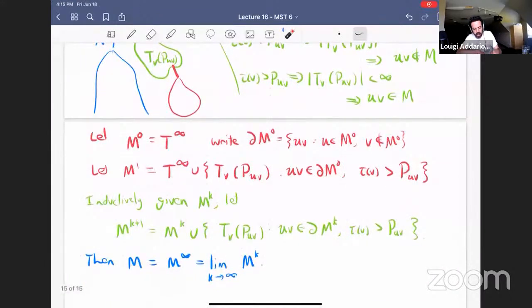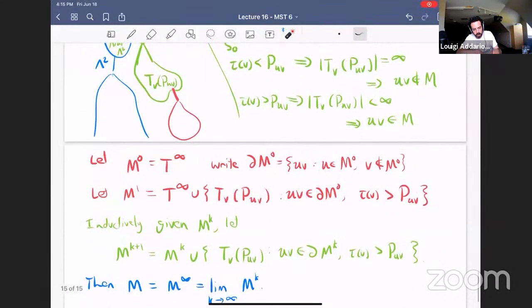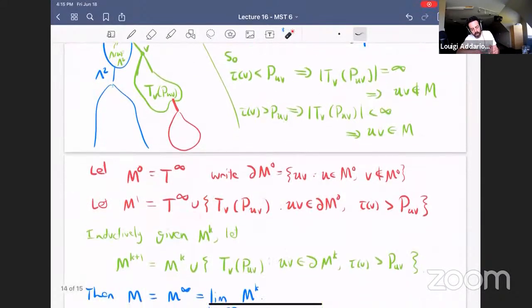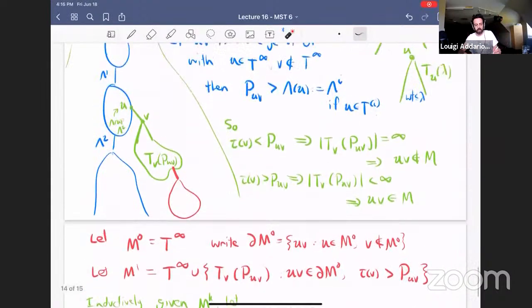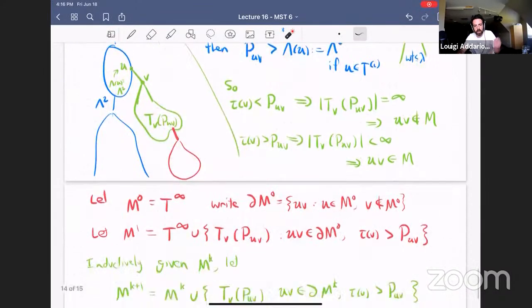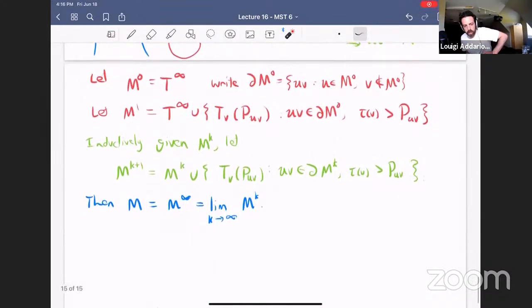There's a question. Sorry, I just got distracted by a question in the chat. We don't add UV here. So I'm focusing here on the vertex sets of the trees. If I tell you the vertex set of the tree, you can tell the whole tree. And so in the vertex set of T infinity, of M naught, U is already there. And then I add V, the far end point, if I add this tree. So I didn't explicitly say that the edge was there, but that's just because I'm only focused on the vertices.